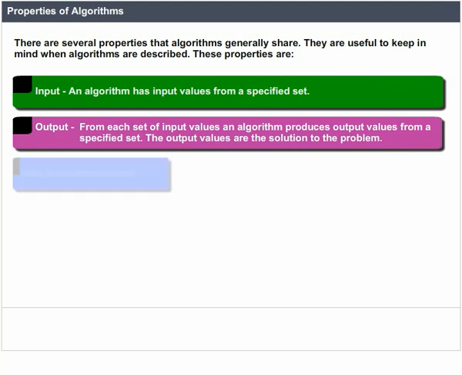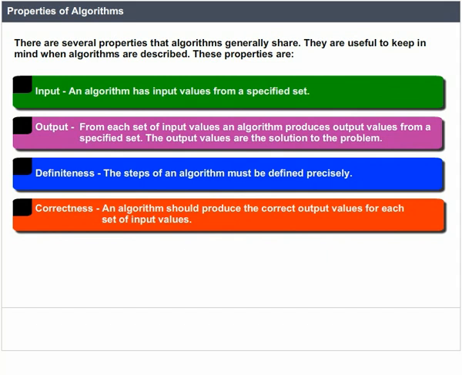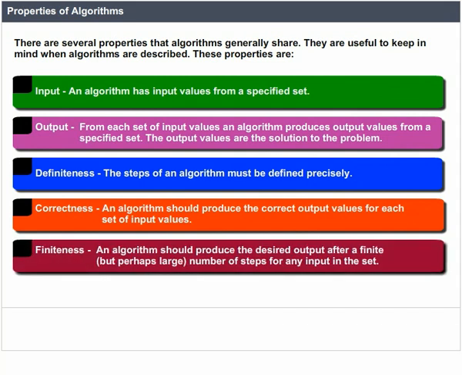Definiteness. The steps of an algorithm must be defined precisely. Correctness. An algorithm should produce the correct output values for each set of input values. Finiteness. An algorithm should produce the desired output after a finite but perhaps large number of steps for any input in the set.